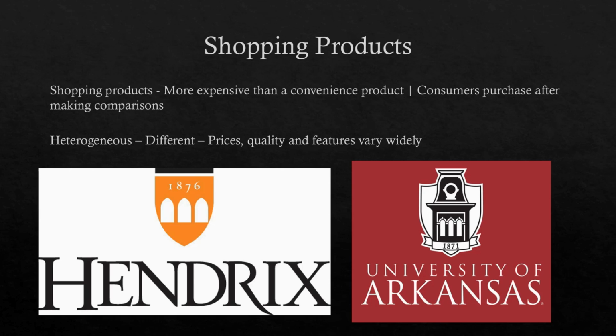We can say that the format and the experience of the education are different. One is not better than the other. They are just different. We would say that these are heterogeneous products.